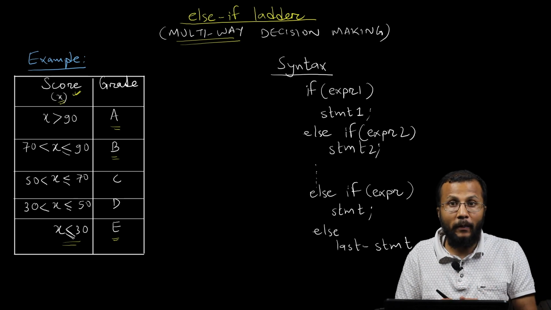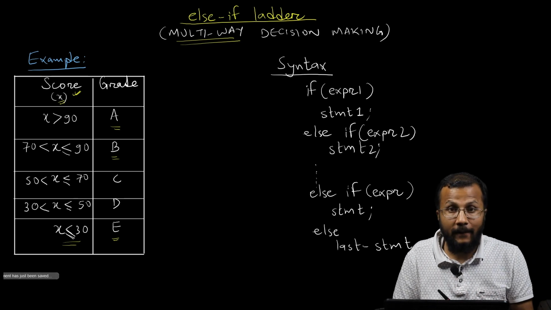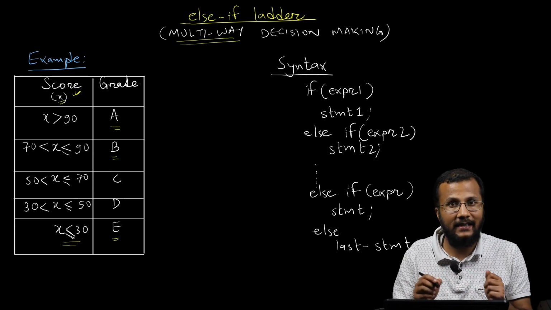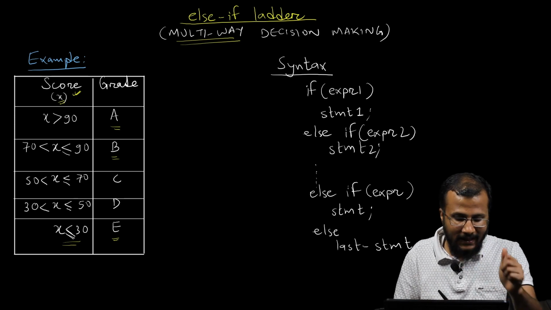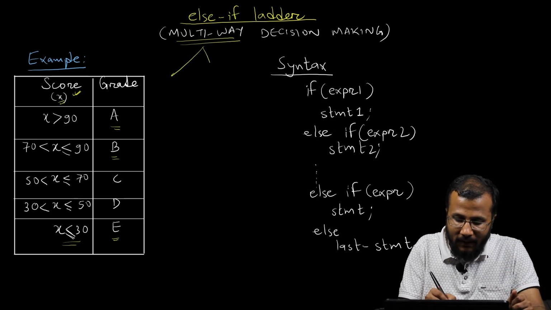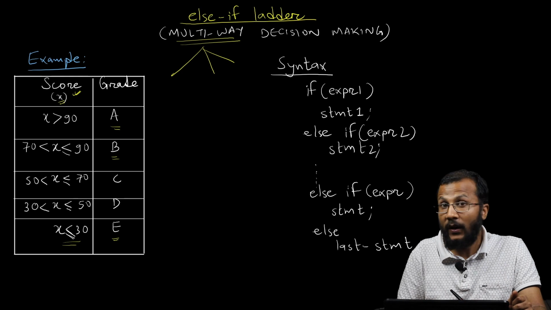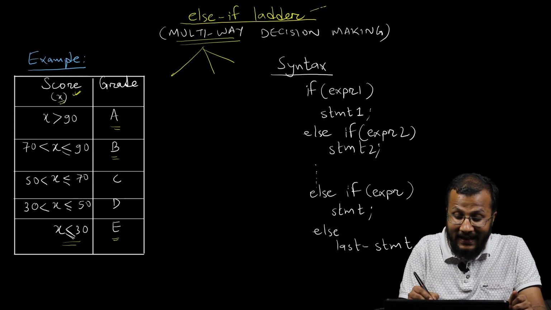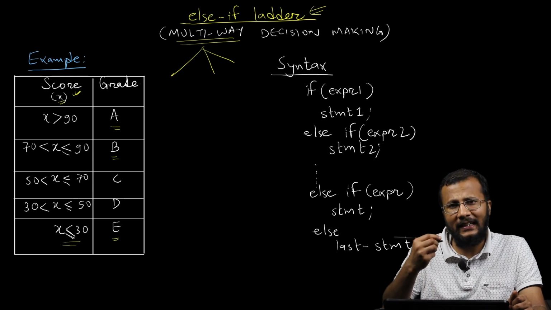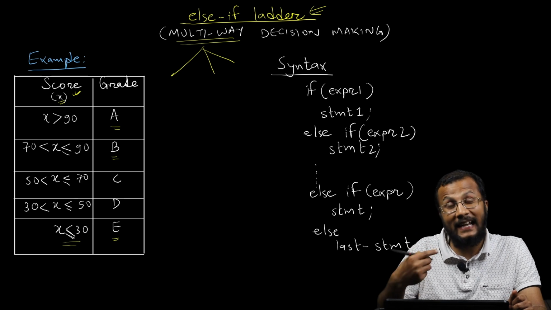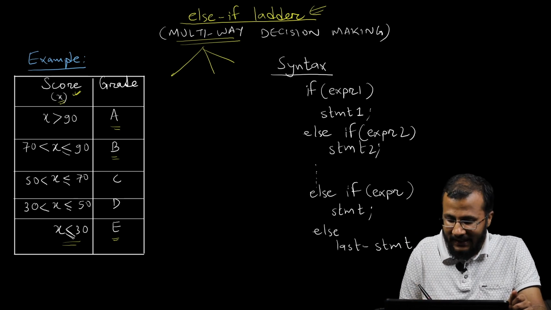Now here you need to make a decision about what grade the student has received in an exam, right? So for this case, you have multiple decision-making points. This is very well represented using the else-if ladder. It is something like if-else, but there's an extension to it. Now let's look at the syntax first.